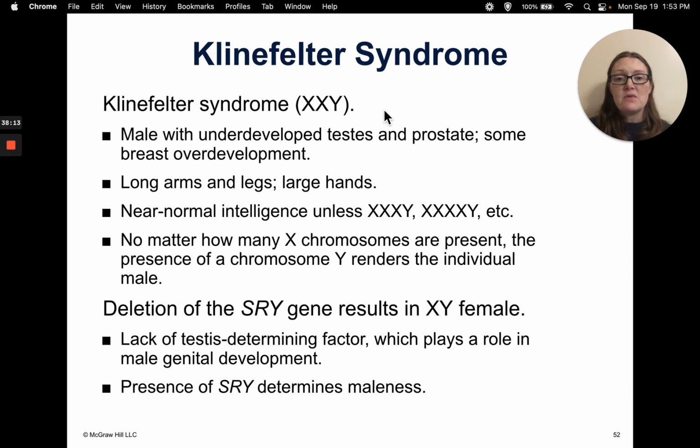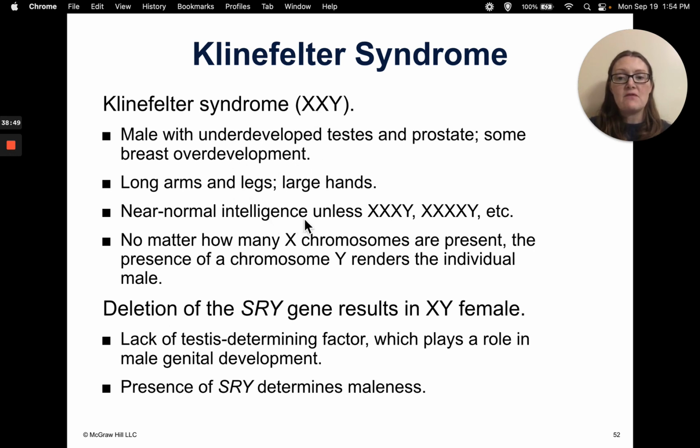Now sometimes we can get extra. Here's Klinefelter syndrome. In this case we've got an extra chromosome. So it could be an extra X, it could be this Y that's extra. But usually because the Y is present, this is going to be a male since Y signals the production of testosterone. They typically have an underdeveloped testes and prostate because even though they have a Y chromosome present, it's often hidden by the extreme female hormones. Some breast overdevelopment, again because of those extra female hormones that are present. Long arms and legs and long hands.